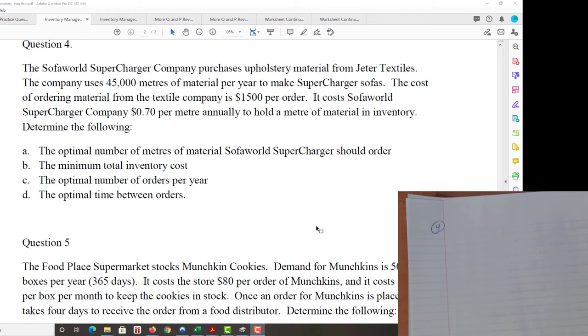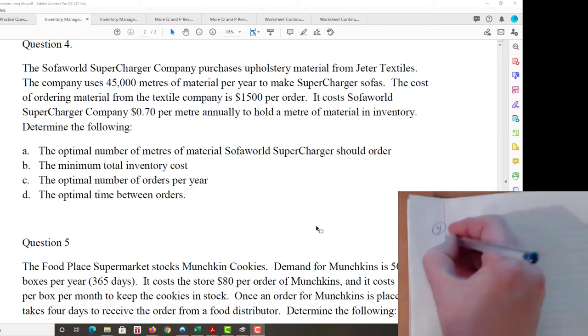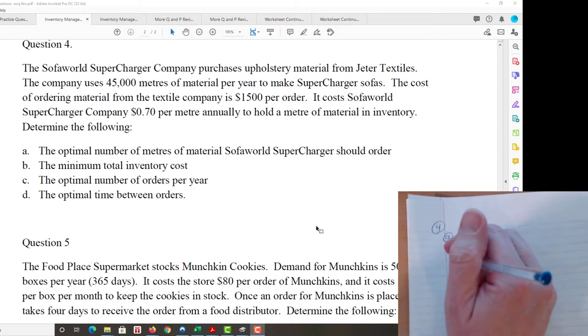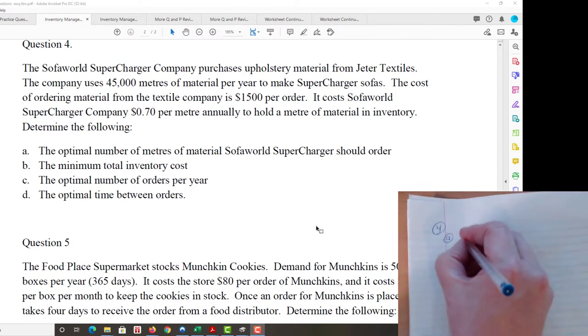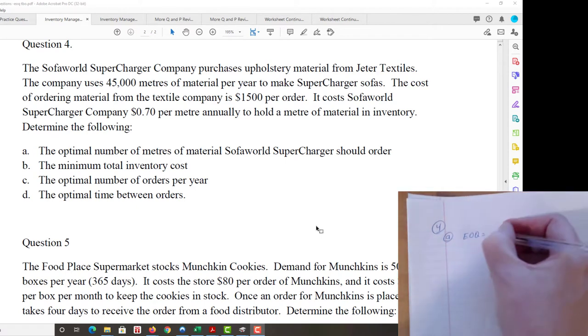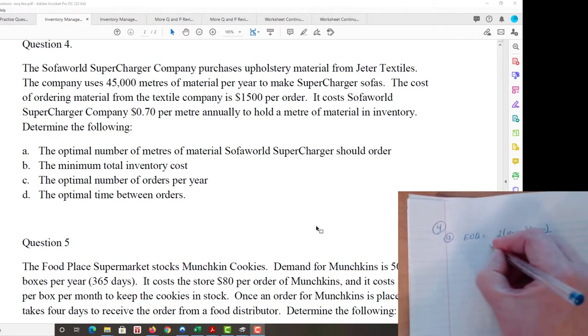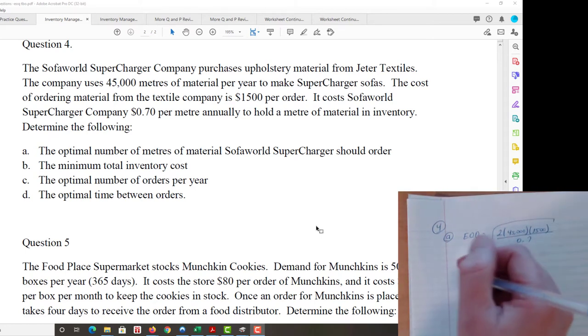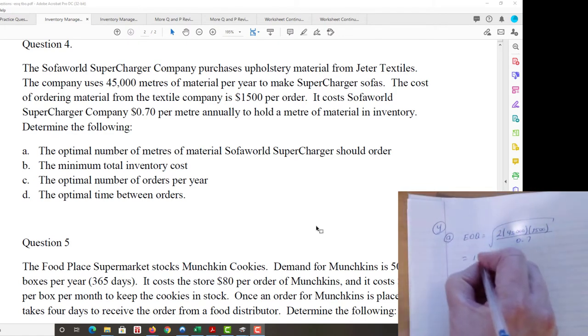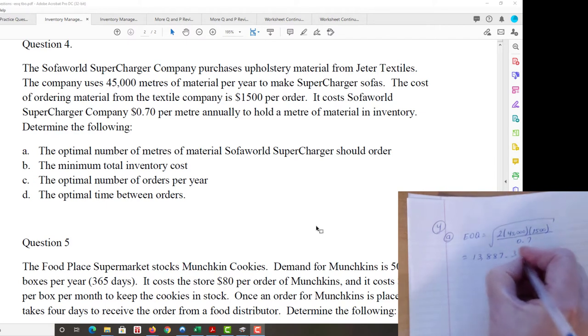A, optimal number of meters of material to order. So, essentially, EOQ. EOQ equals the square root of 2 times our annual demand, 45,000 meters of this material. Holy cow, that's a lot, eh? Times how much to place an order, $1,500, divided by our holding cost of 70 cents. Don't forget the square root of that whole thing. Punch that in, and we get 13,887.3 meters.